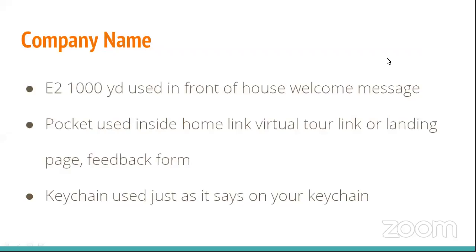The E2 beacon is a 1,000-yard beacon. It's used in front of the house as a welcome message. They can stick it on the sign. They can stick it anywhere they want to stick it. The pocket beacon is used inside the home to link virtual tours, a landing page, maybe a feedback form. What do you think of the house, etc.